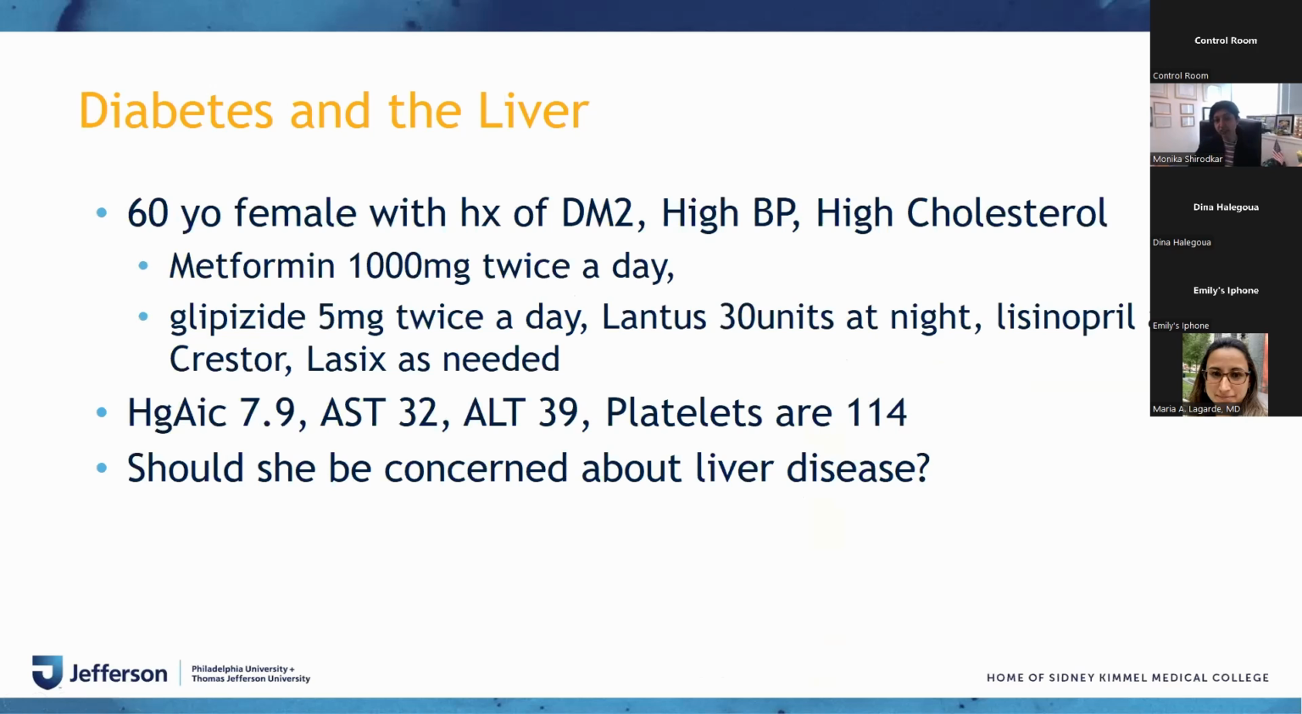So going back to our patient, should she be concerned about her liver disease? Absolutely, right? She's at high risk, just the fact she has diabetes. She already has these other metabolic parameters. So we really need to start talking about it.